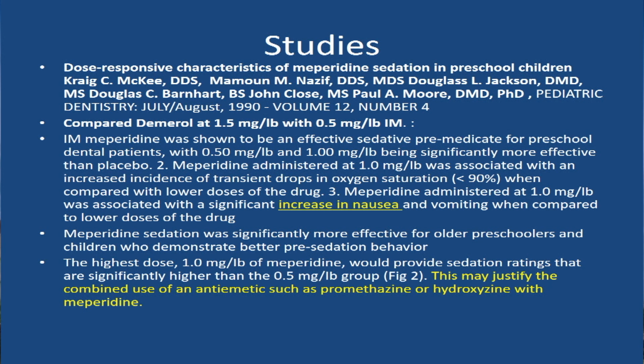So the highest dose, 1 milligram per pound of meperidine, would provide sedation ratings that are significantly higher than 0.5 milligrams, and this must justify the combined use of an antiemetic such as promethazine or hydroxyzine with meperidine, because it's additive and it allows us to sedate the child with lesser nausea and vomiting that might occur in these patients. So it's a good combination and is still in use today.